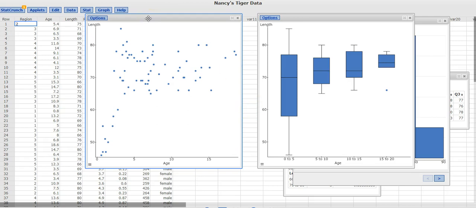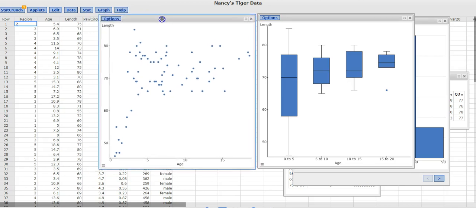But a scatter plot is a really good thing to do if you're trying to compare two quantitative variables and see if there's a relationship between them. So that's a graph I would definitely include in your 3 graphs if you're looking at this kind of question.